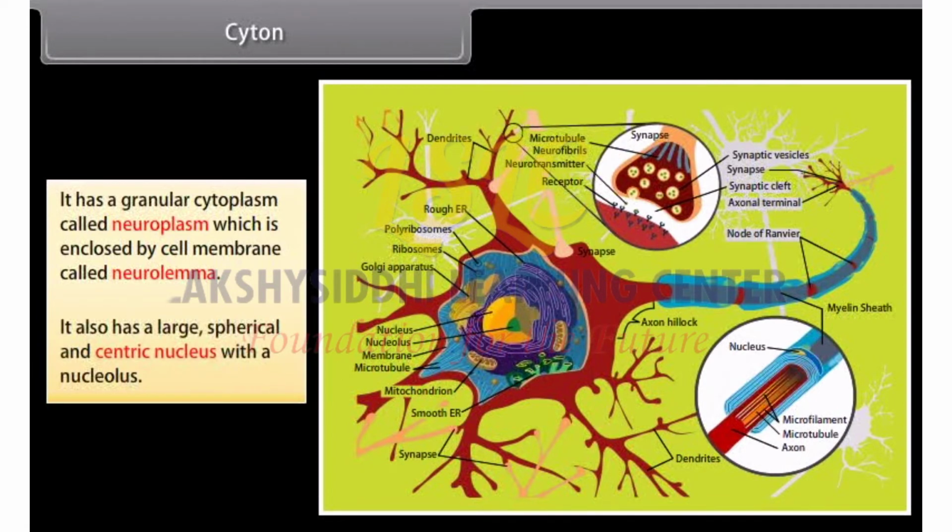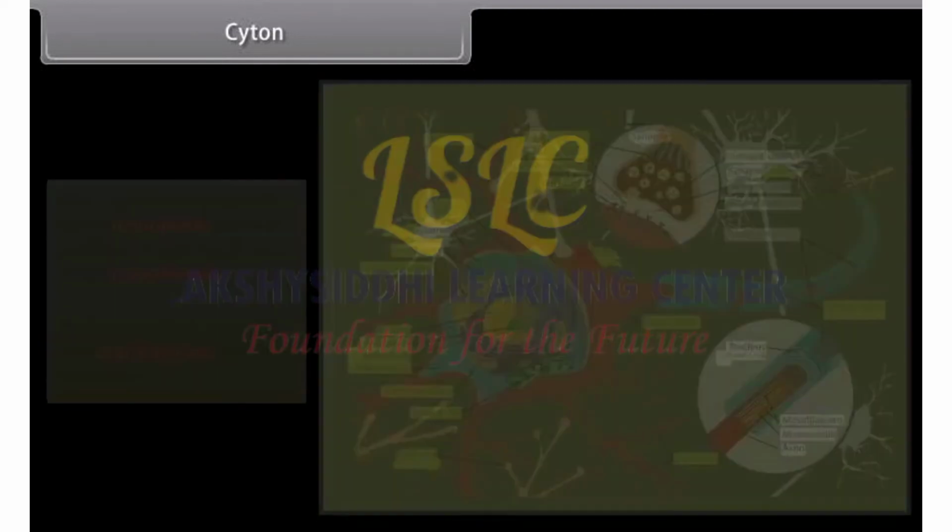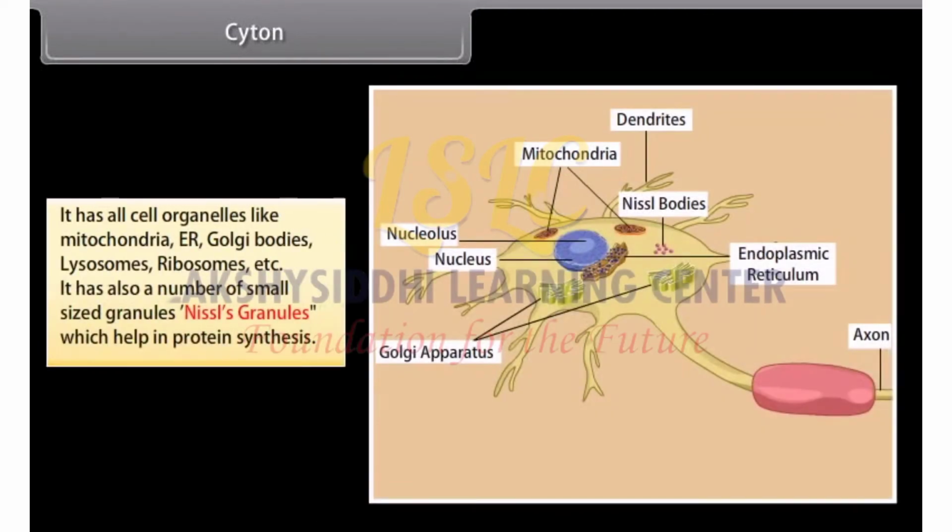It also has a large spherical and centric nucleus with a nucleolus. It has all cell organelles like mitochondria, Golgi bodies, lysosomes, ribosomes, etc. It has also a number of small-sized granules, Nissl's granules, which help in protein synthesis.